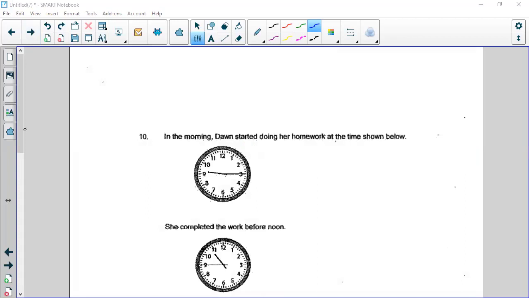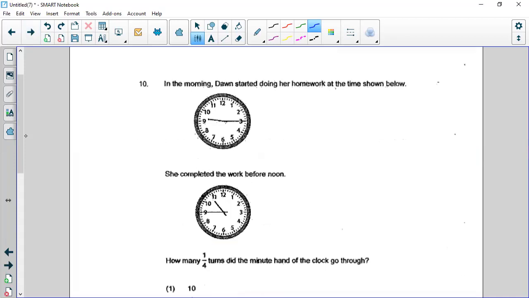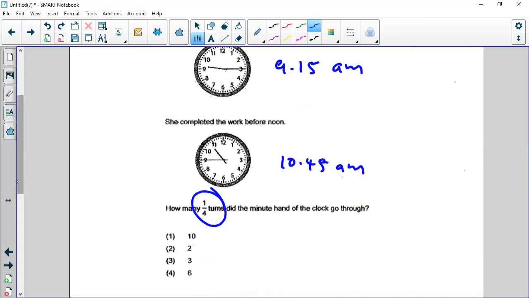Now, in the morning, Dawn started her homework at 9:15 a.m. and she completed her homework at 10:45 a.m. So how many 1/4 turns? A 1/4 turn is a right angle, and that is also 15 minutes. So when the minute hand turns 15 minutes, that is a right angle.